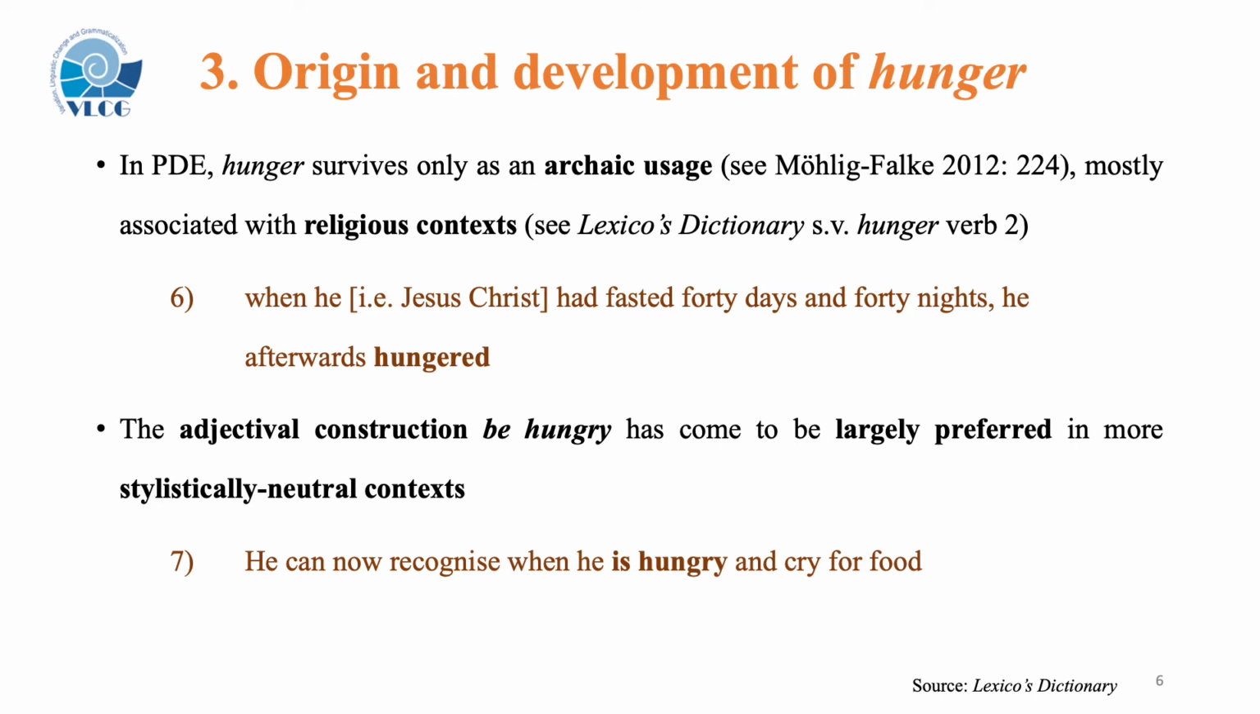In present-day English, the verb survives only as an archaic usage, mostly associated with religious contexts, as in 6, "when he, meaning Jesus Christ, had fasted 40 days and 40 nights, he afterwards hungered." The adjectival construction be hungry has come to be largely preferred in more stylistically neutral contexts, as in 7, "He can now recognize when he is hungry and cry for food."